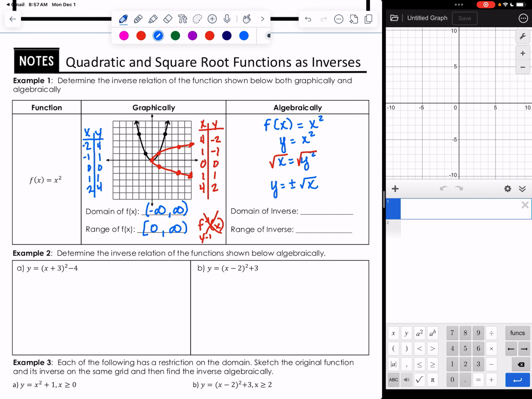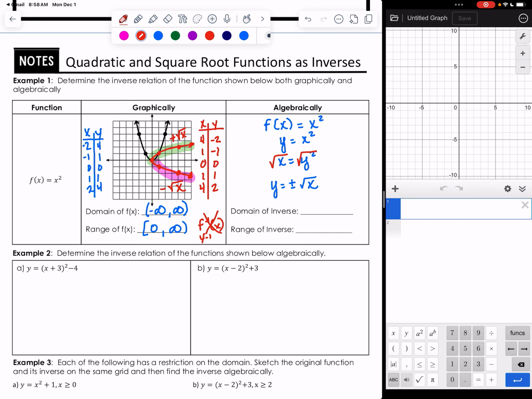square root of x. Now, graphically, over here on your graph, this top branch, let me highlight this. This top branch here, this would be positive, the positive square root of x. And our bottom branch, this one here, this would be negative square root of x. So plus or minus the square root of x.